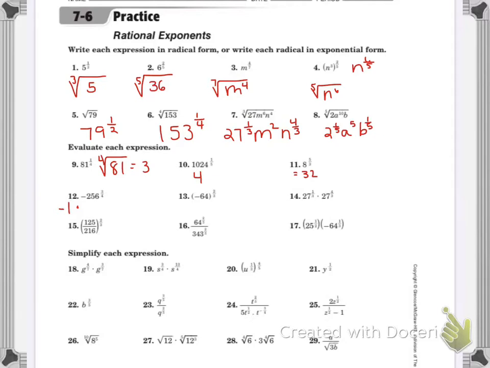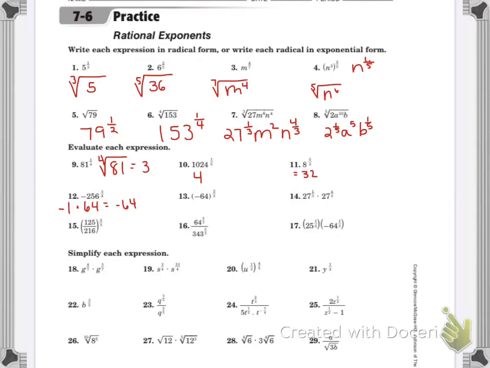So we want to take positive 256, and we want to raise it to the 3/4, okay? Which is basically taking the 4th root and then cubing it, all right? And that number is 64. And so if we do it that way, we're going to end up with -64. So you can actually get an answer there, okay?